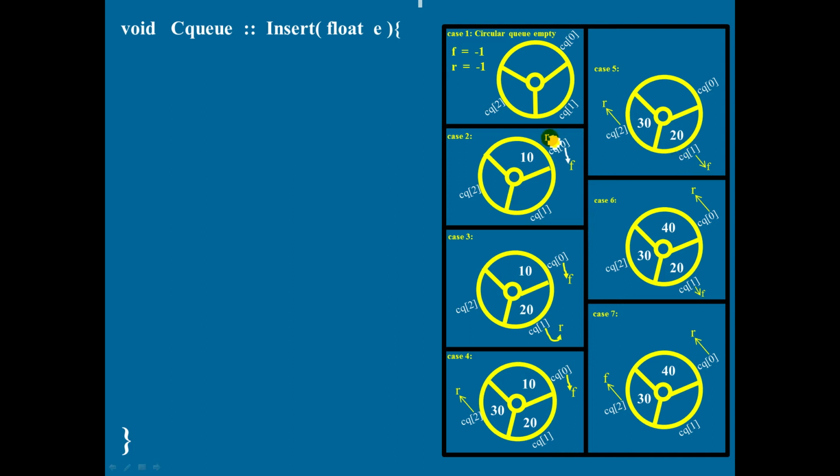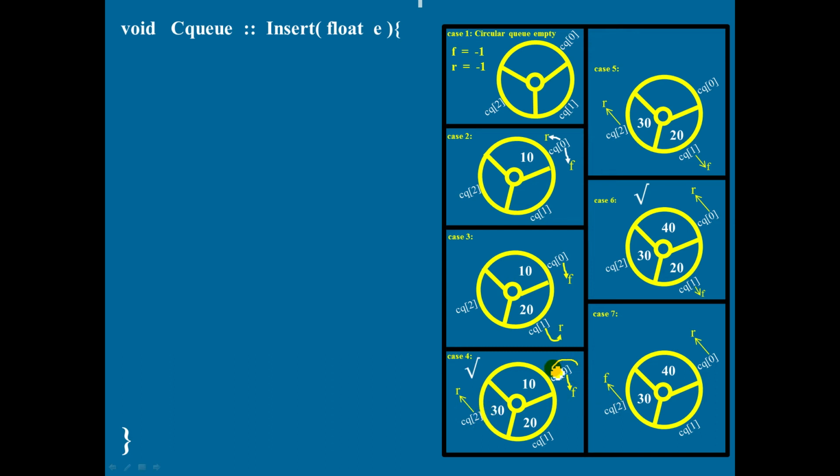Now the first point, if the circular queue is full, you cannot insert an element, or insertion will lead to overflow. Out of these 7 cases, which are the cases where the circular queue is full? Case 4, circular queue is full. Case 6, the circular queue is full. What is the speciality about case 4? See, f equal to 0 and r equal to upper bound.